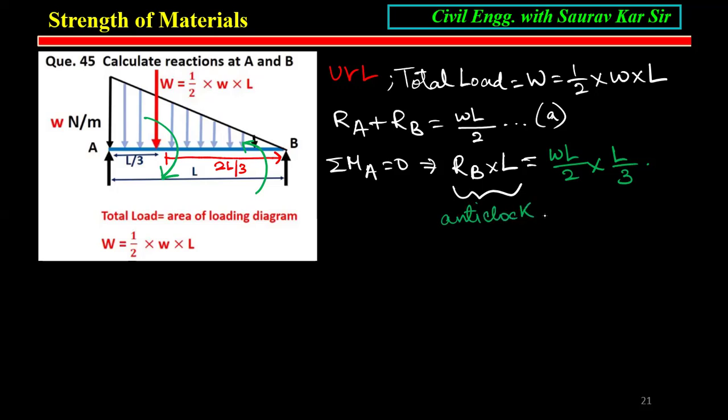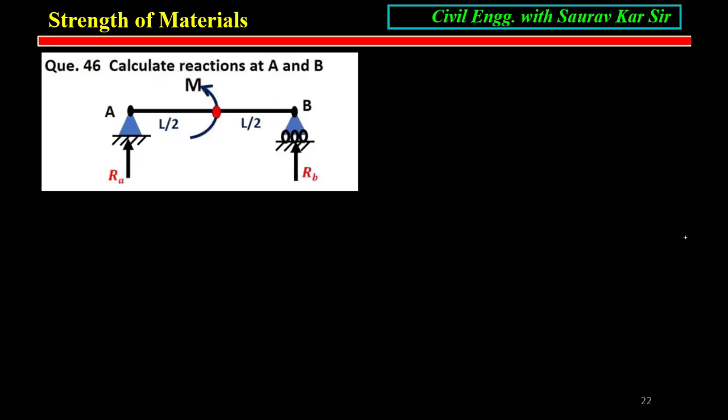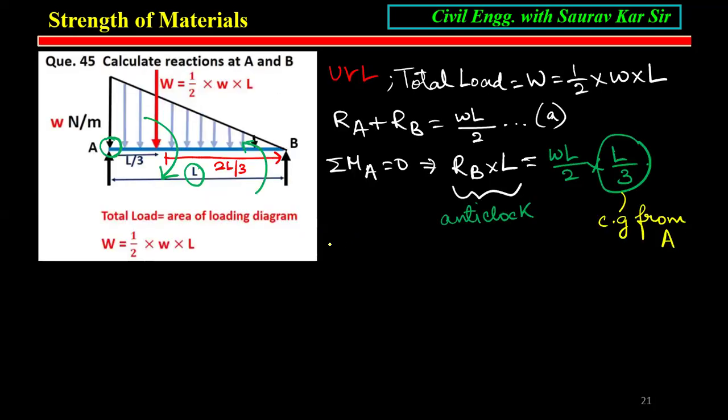You have to check which point you are fixing. You can fix at point B also; we will find the same. If I fix point A, the anti-clockwise moment is due to B, so RB into L, where the total length is L. And the clockwise moment due to this triangular load is total load WL by 2 into L by 3. Why L by 3? Because it is the CG distance from A.